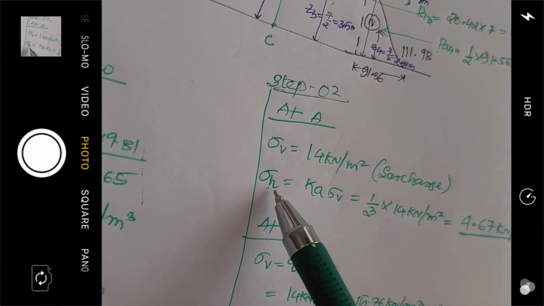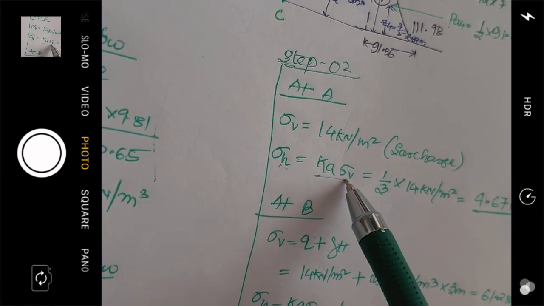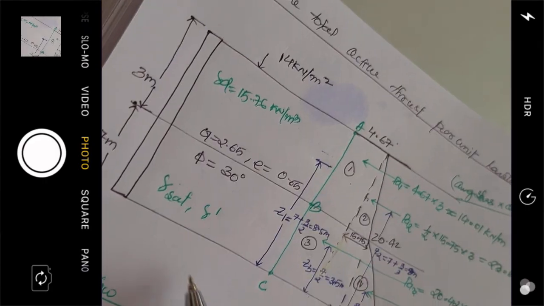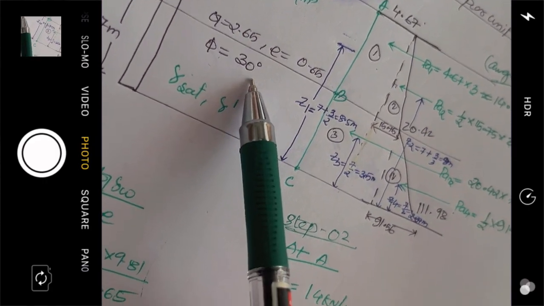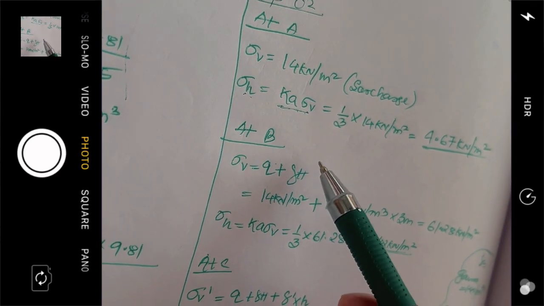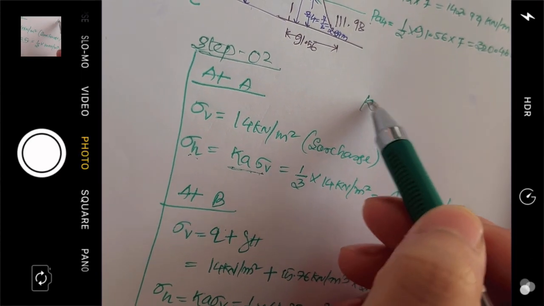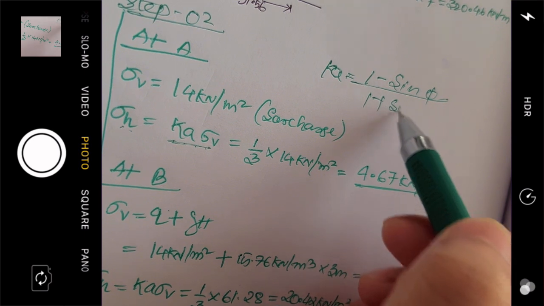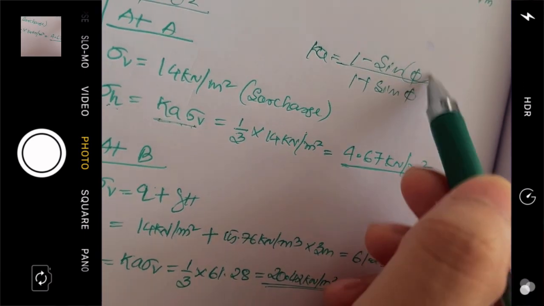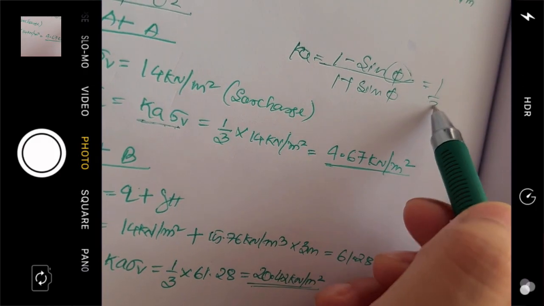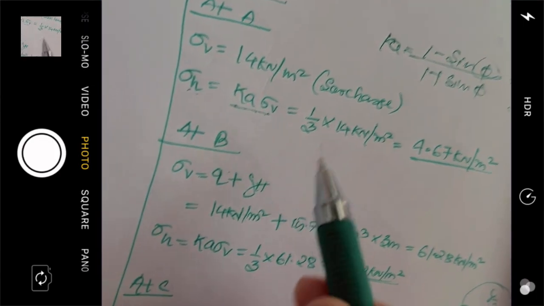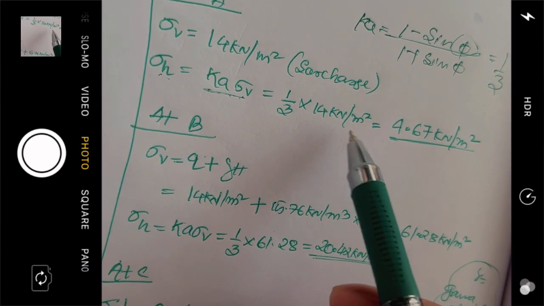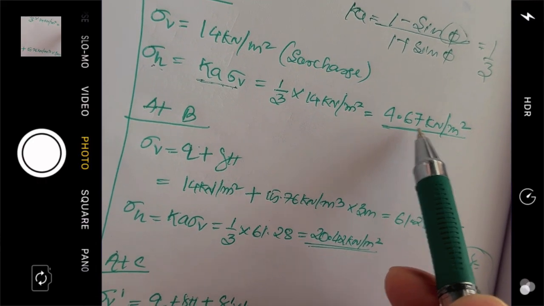And sigma H is equal to Ka into sigma V. For Ka we are given phi equals 30 degree. So the value of Ka equals (1 minus sine phi) over (1 plus sine phi). Just put 30 degree here and you will get the value as 1 by 3. So Ka is 1 by 3 and sigma V is 14 kilonewton per meter square. From here we will get 4.67 kilonewton per meter square.